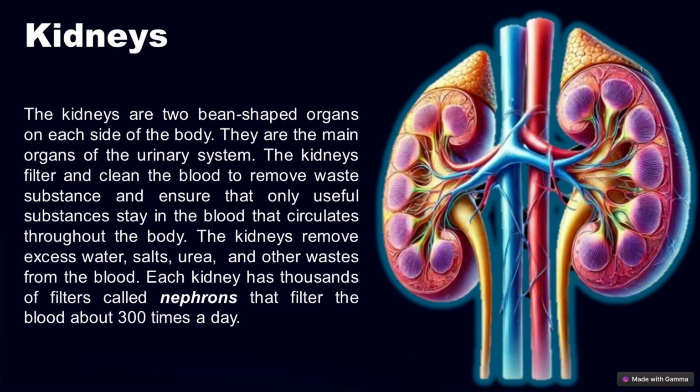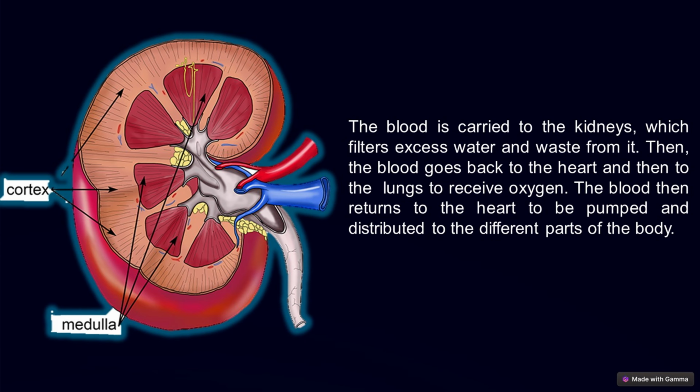Each kidney has thousands of filters called nephrons that filter the blood about 300 times a day. The blood is carried to the kidneys, which filter excess water and waste from it. Then, the blood goes back to the heart and then to the lungs to receive oxygen. The blood then returns to the heart to be pumped and distributed to the different parts of the body.